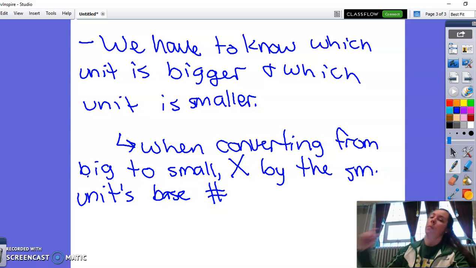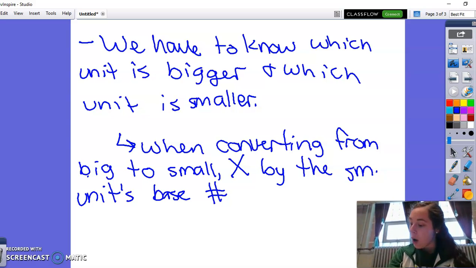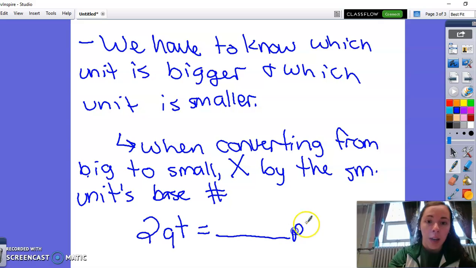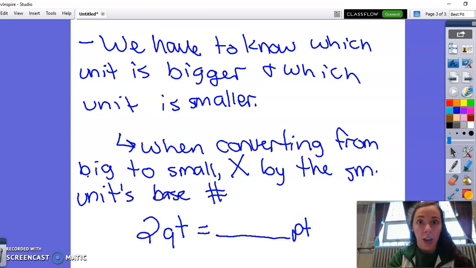Okay, for example, if I want to know how many pints are in 2 quarts, so I have 2 quarts, and I want to know how many pints that is. First, I have to know which of these units is bigger. Are quarts bigger than pints, or are pints bigger than quarts? And if we go back to our Kingdom of Gallon, we know that quarts are bigger, so we're going big to small, which means we're going to be multiplying by the smaller unit's base number.